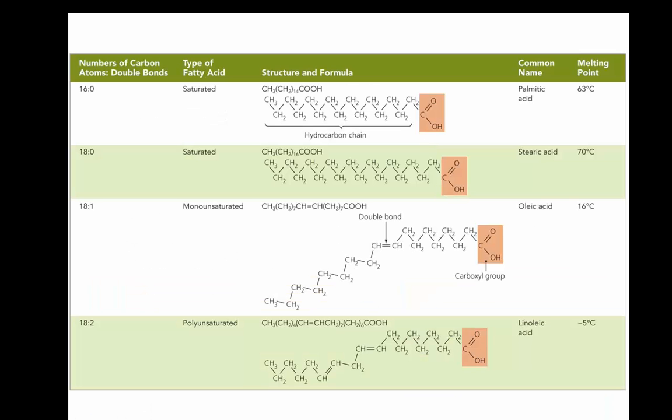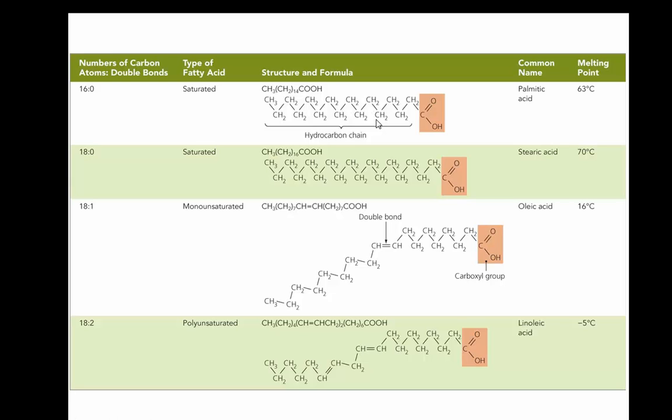Here are some examples of those saturated and unsaturated fatty acids. Where we have single bonds between all the carbons, we're going to have the maximum number of hydrogens. These are going to be saturated fatty acids. They have as many hydrogens on them as they can.